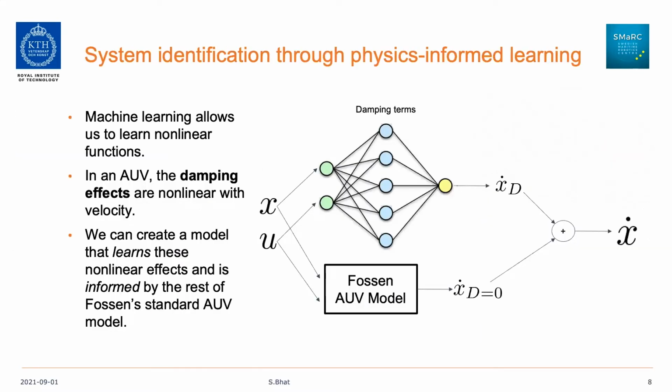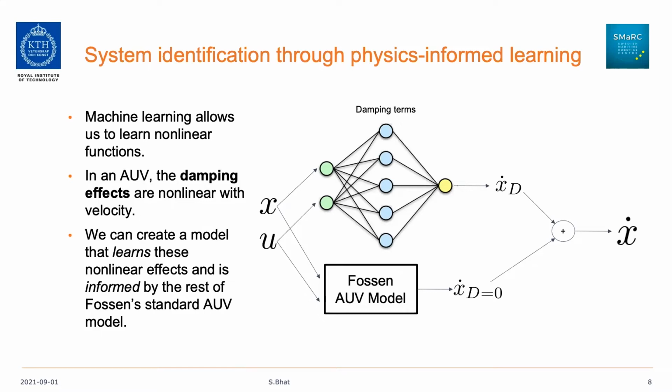So what do we mean by physics-informed learning? Machine learning allows us to learn nonlinear representations of data. In an AUV, in the dynamics, the damping effects in particular are highly nonlinear with respect to velocity. So we can create a model that learns these nonlinear terms of damping using a neural network while using the equations of motion for the rest of the system.